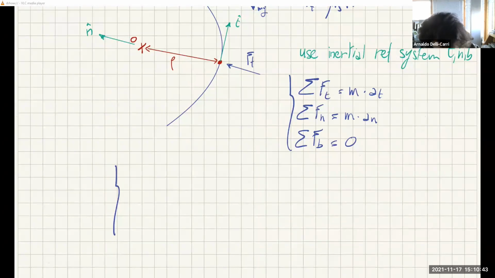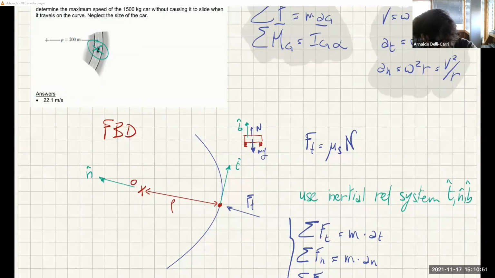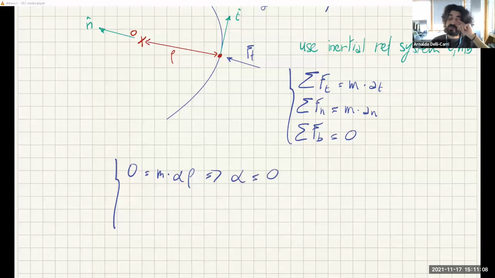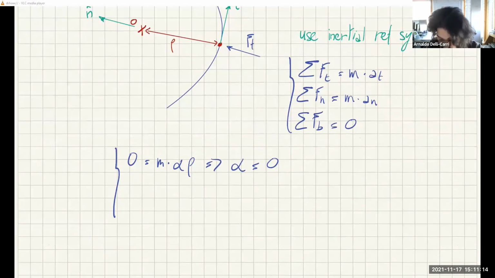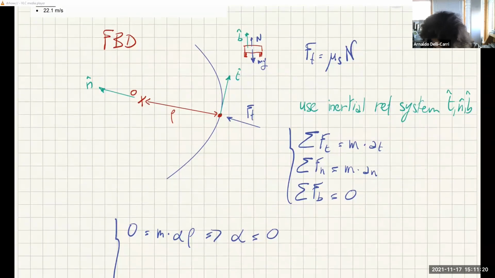And we have sum of forces along T. There is no force along T. So let's say that 0 equals mass times AT. Remember, AT is alpha times R, in this case rho, that's the radius of curvature. And so we have that there is no angular acceleration of this car. And this is exactly what we expect for a car that is going at constant speed on a curve. It's not accelerating tangentially. But since it's curving, it must be accelerating normally. So this normal acceleration is non-zero.